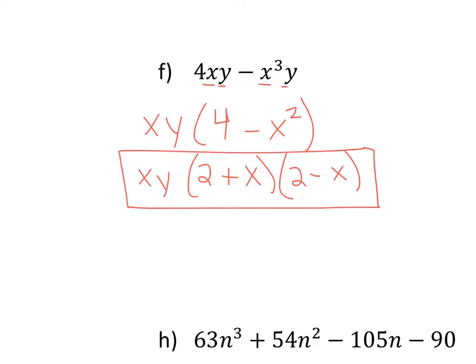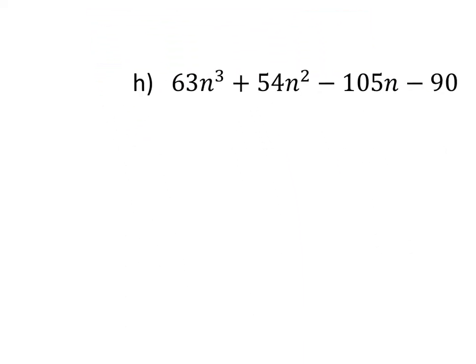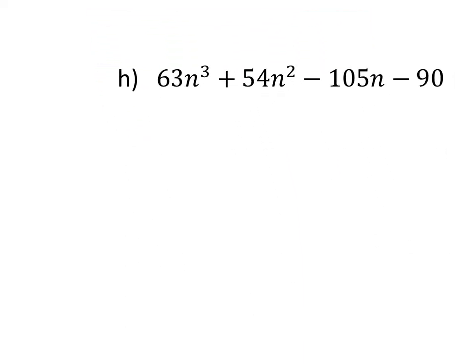Let's step it up a notch. Let's look at letter H. I have 4 terms. I'm going to look for a GCF first. I have 63, 54, 105, and 90. They're not all even, so I know 2 can't go into them.